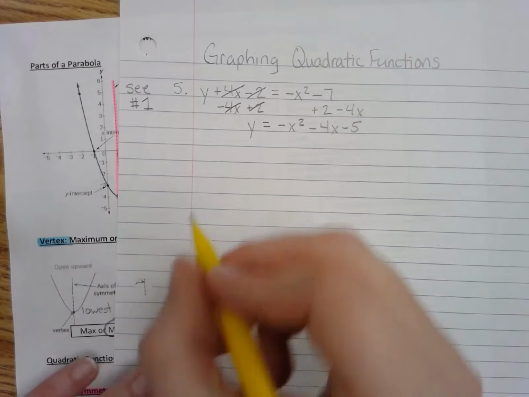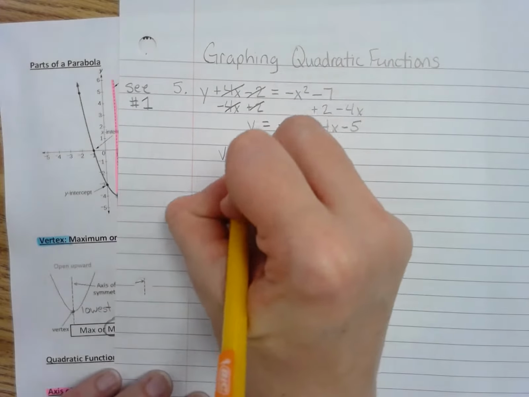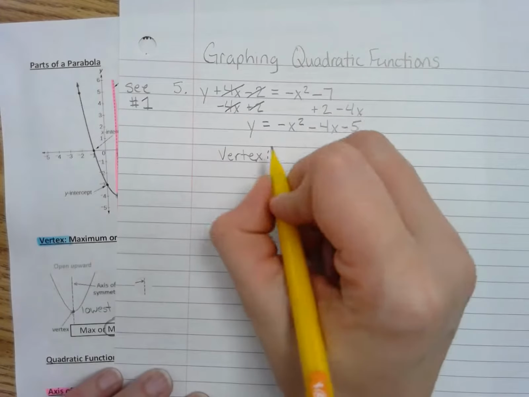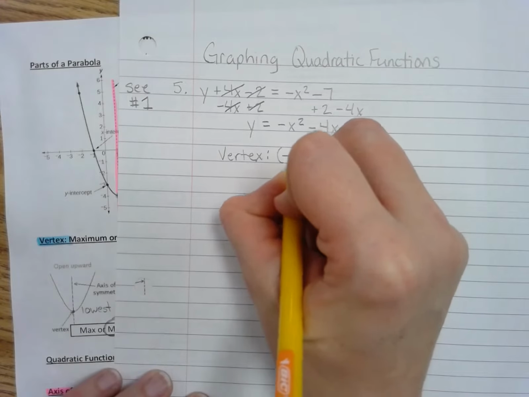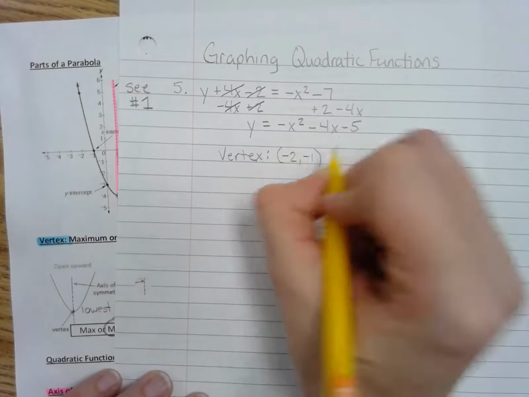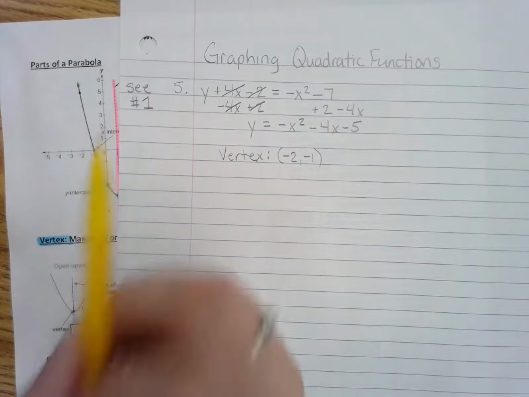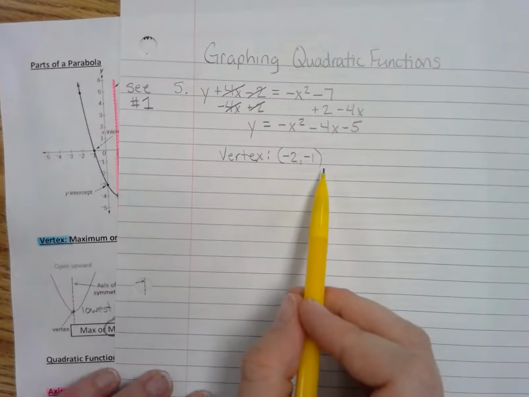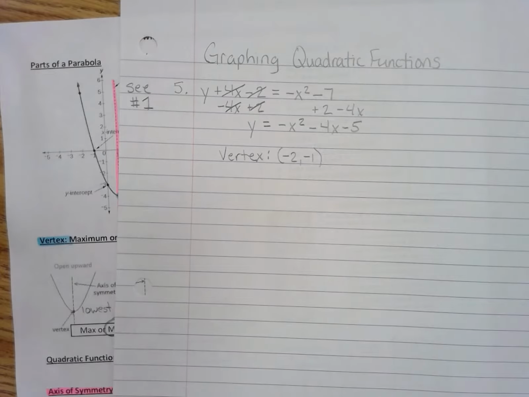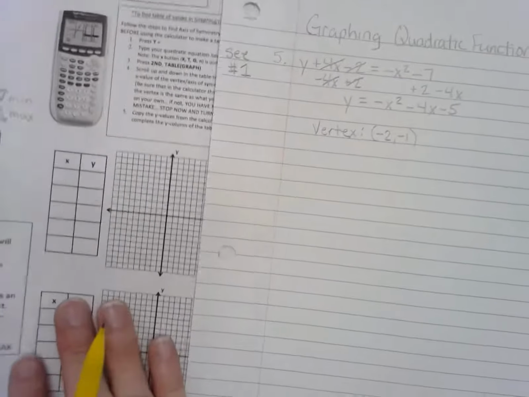So once you reach the vertex, we solved it to be negative 2, negative 1. And then again, that's where we did that in example number 1 on the previous video. So once you get your vertex, we're ready to go and graph it. So let's go to our graph sheet.